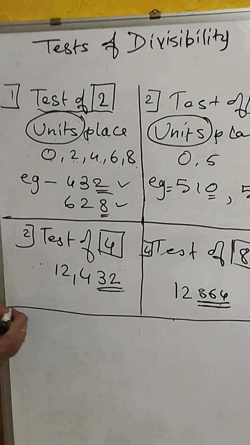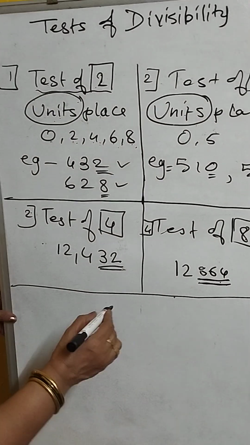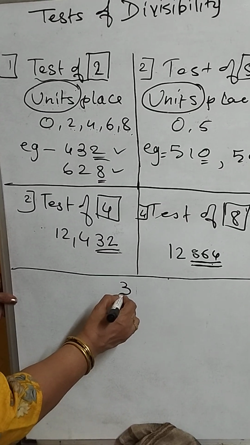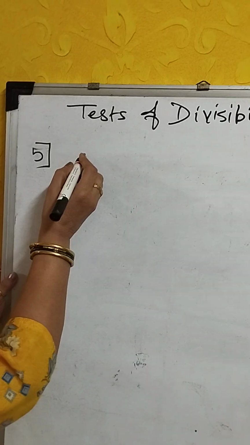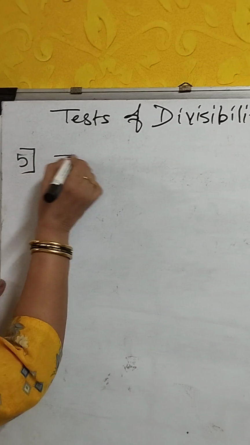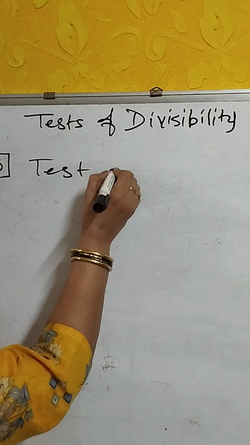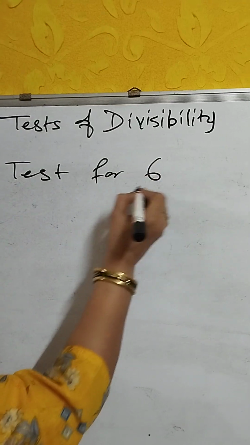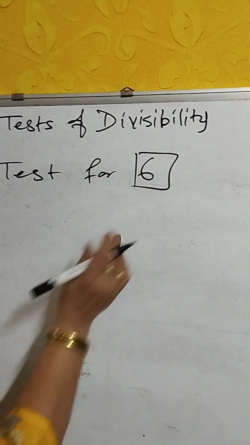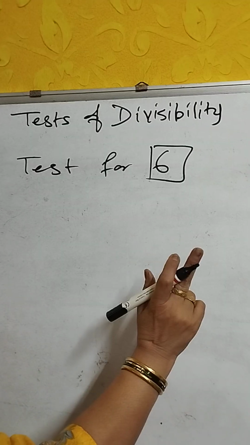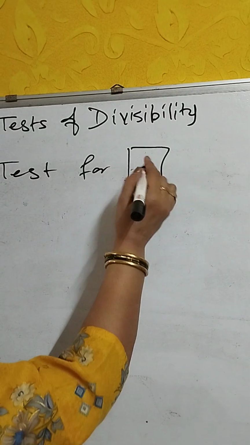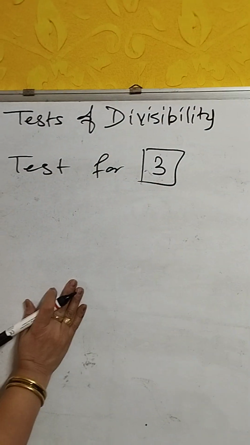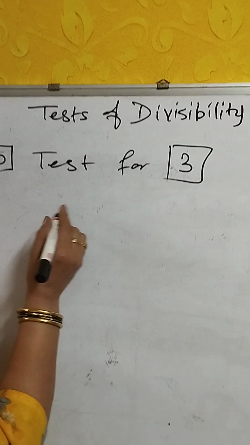Now, next one. Next I am giving you about 3. Test of 3. Now, test for 6. How to remember test of 6? I told you test of 2. I did not tell you test of 3. First of all, we will see test of 3. This is a very important test.